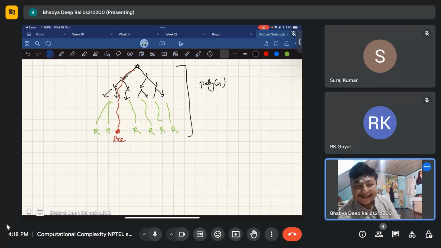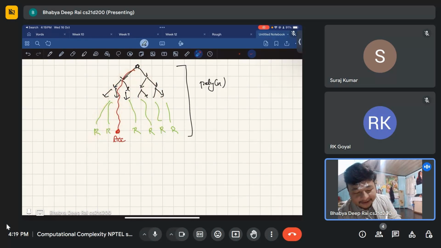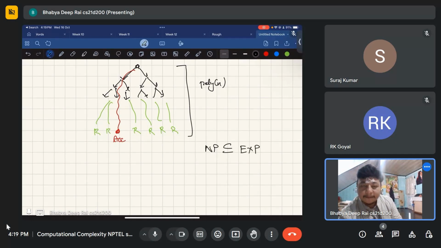But let's say I want to do a deterministic simulation of it. Then we've already seen that I need to explore all possible guesses, all possible paths here. So definitely it takes exponential time, because the number of different paths is exponential in size. So any non-deterministic polynomial time algorithm can be deterministically simulated in exponential time. That is good.